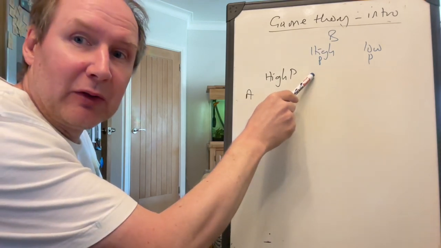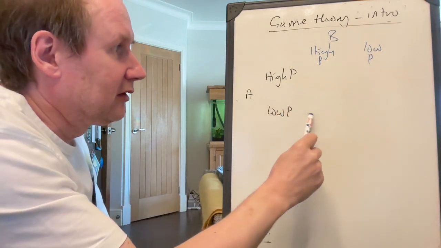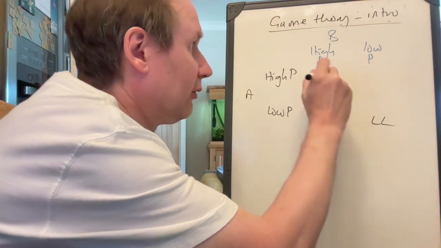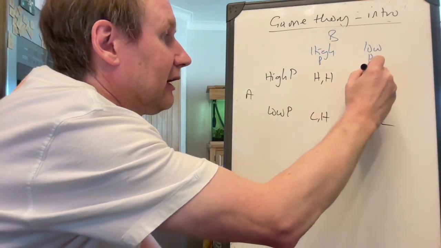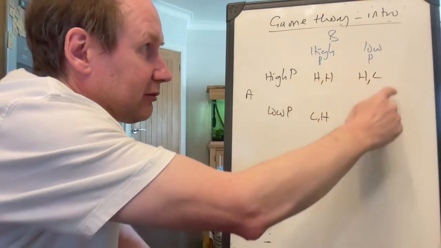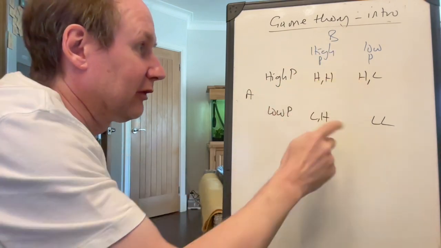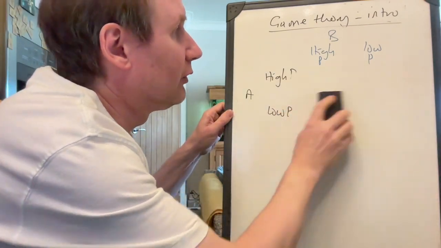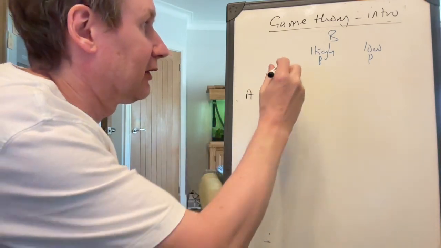Here, they're both high. Here, they're both low. In this one, B remains high, but A is low. And over here, A has remained high, and B is low. I'm putting B second, so B is low in both of those, and B is high in both of those. A is high in both of those, and low in the bottom ones. So the 4 different possible combinations of pricing strategies are outlined by those 4 boxes.